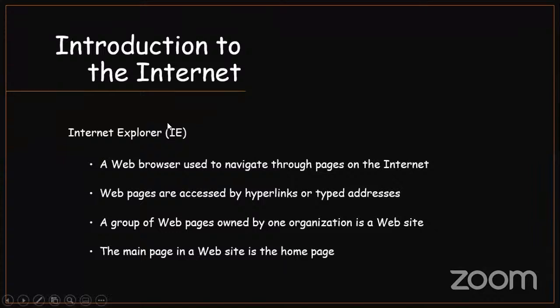Internet Explorer is a web browser. A web browser is something that you use to find everything about the internet. So if you want to access your emails, you need a web browser. Now there are many types of web browsers. The most common ones are Internet Explorer, Google Chrome, as well as Firefox.